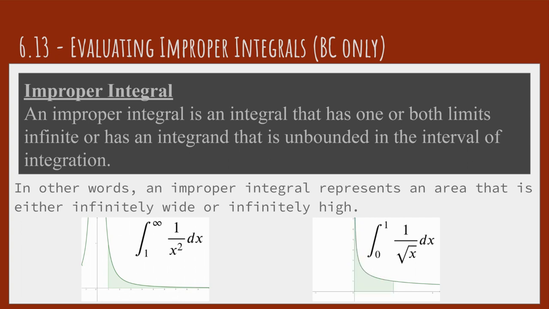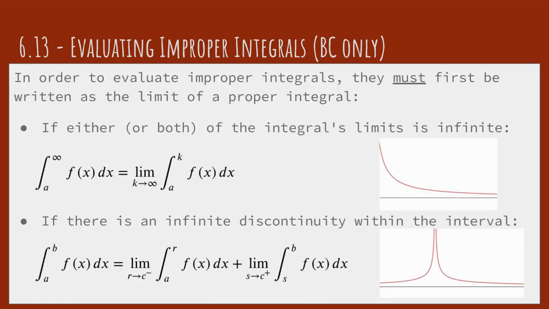Now, not all improper integrals are going to be finite. Some improper integrals still give us an infinite area. So we are going to have to go through a process to evaluate these improper integrals, and there's a very important step in that process. In order to evaluate an improper integral, we must first write it as a limit of a proper integral. A proper integral is an integral where all heights and widths are finite.